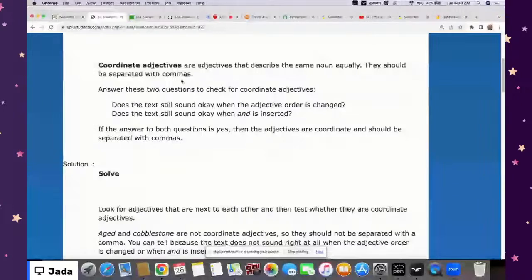Answer these two questions to check for coordinate adjectives. Does the text still sound okay when the adjective order is changed? Does the text still sound okay when "and" is inside? If the answer to both questions is yes, then the adjectives are coordinate and should be separated with commas.